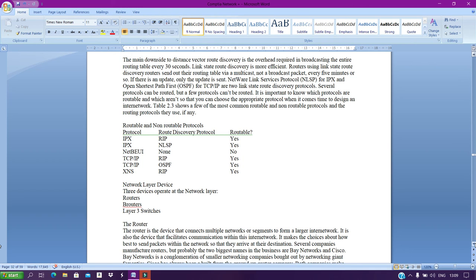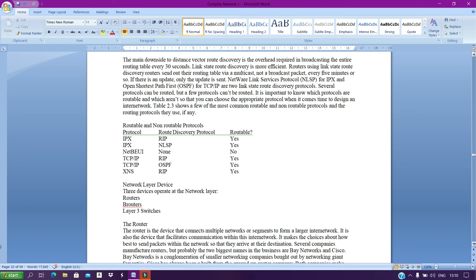Several protocols can be routed, but a few protocols can't be routed. It is important to know which protocols are routable and which aren't, so that you can choose the appropriate protocol when it comes time to design an internetwork. Table 2.3 shows a few of the most common routable and non-routable protocols and the routing protocols they use, if any.